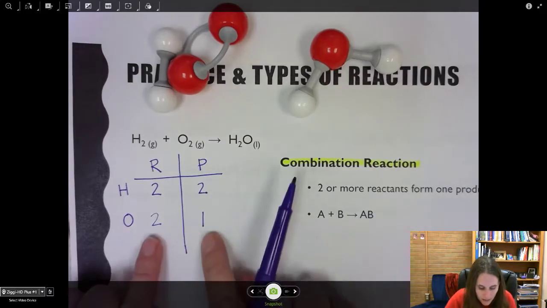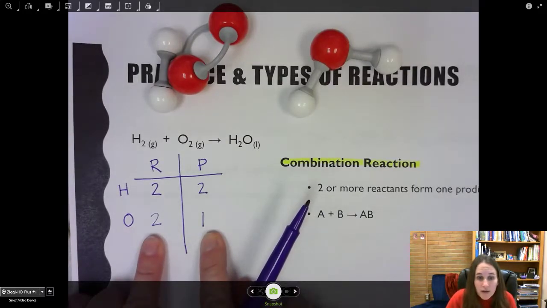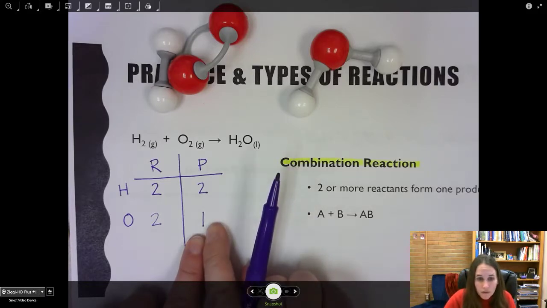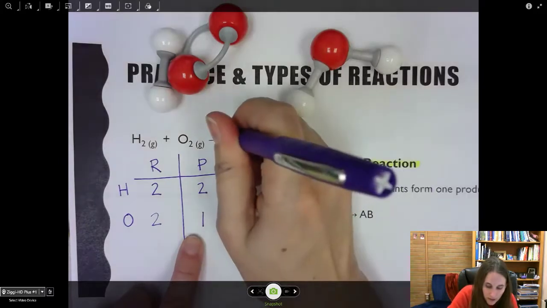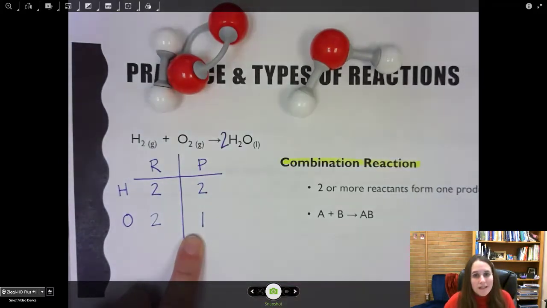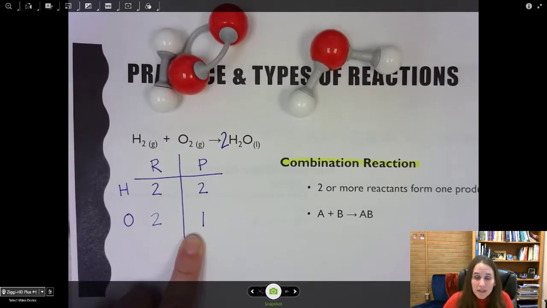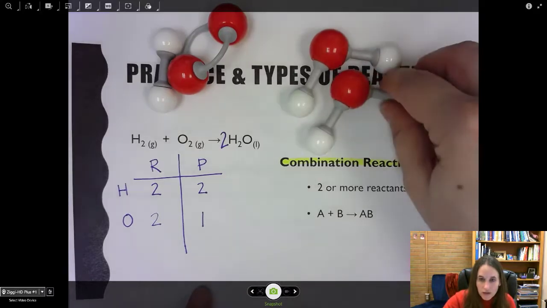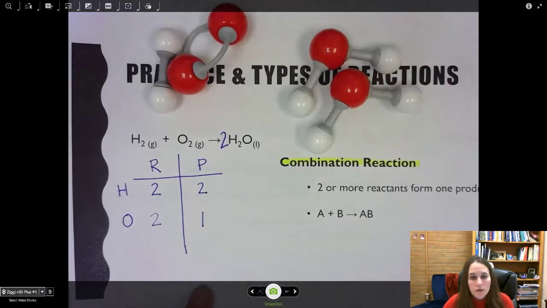So I can see here that my problem starts off right here. The easiest way to balance these is to make this a 2, and I do that using coefficients. We talked in class, you can't use a subscript because you're going to change the formula. So essentially, I'm saying 2 water molecules are going to be formed.